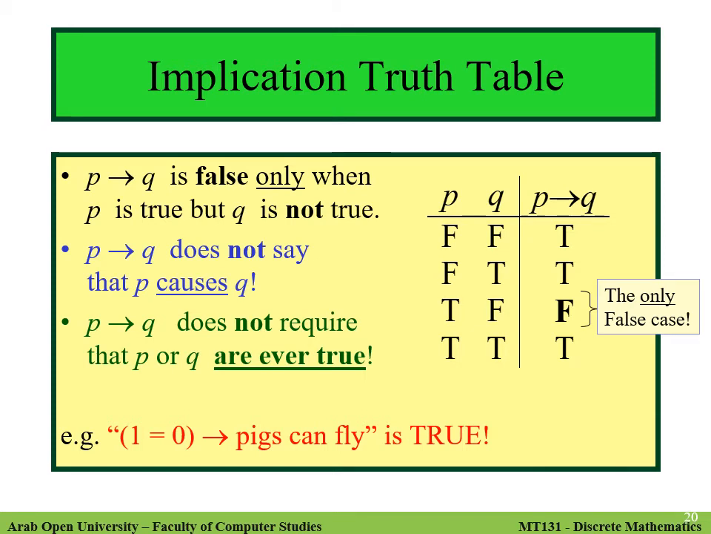Here is the table. As you can see, if both are false, then P implies Q is true. If P is false and Q is true, then P implies Q is true. The third line is the only case where the statement is false. True implies false is a false statement. And of course, if both are true, true implies true will be a true statement.